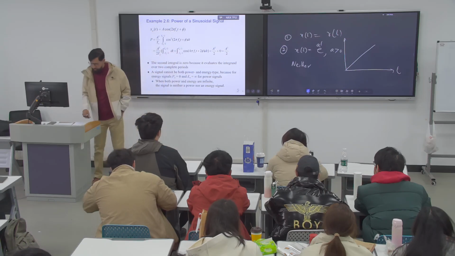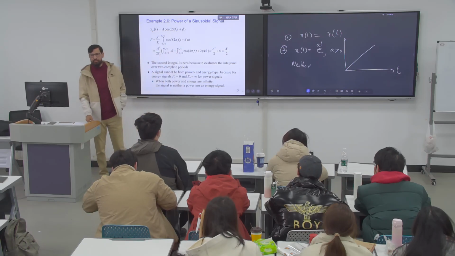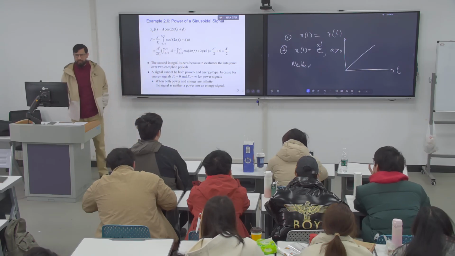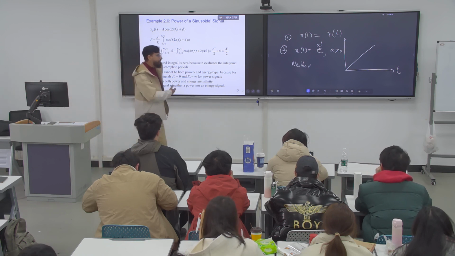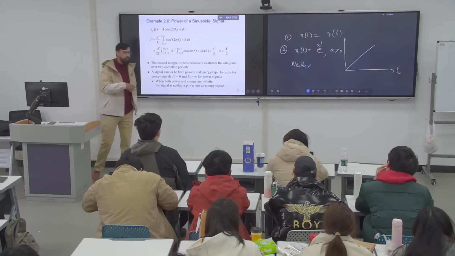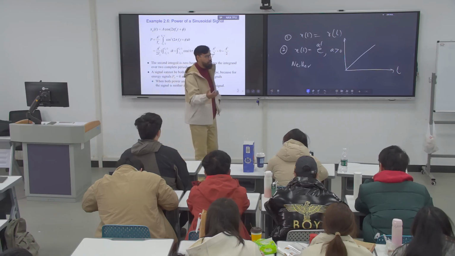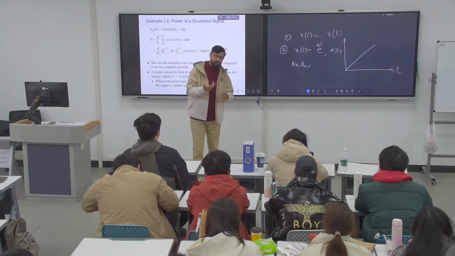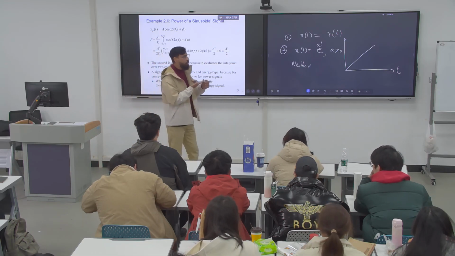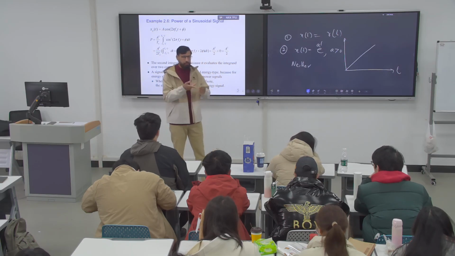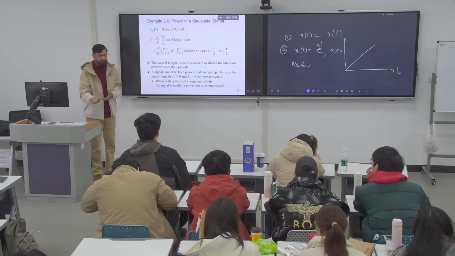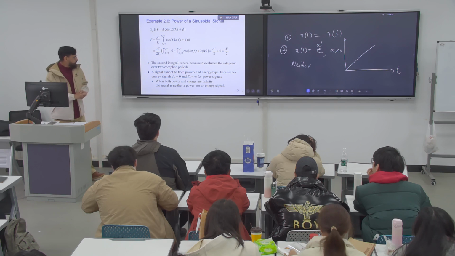A signal may not be power, and it may not be energy, so we call it neither. A signal may be an energy signal, or it may be a power signal. If it is neither of them, then it's neither. And at one time, a signal cannot be both power and energy simultaneously. It has to be an energy signal or a power signal, but you cannot say a signal is both power and energy.